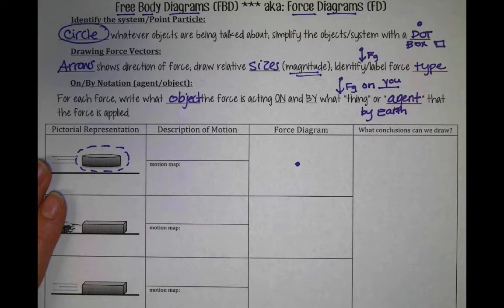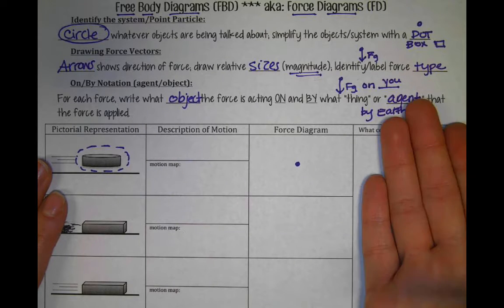Those are the simple directions on keeping those force diagrams straight. What we have below, you have 5 different scenarios, and they have a pictorial representation and a description of the motion. You are going to draw a motion map, a force diagram, and leave this last column blank until the end.